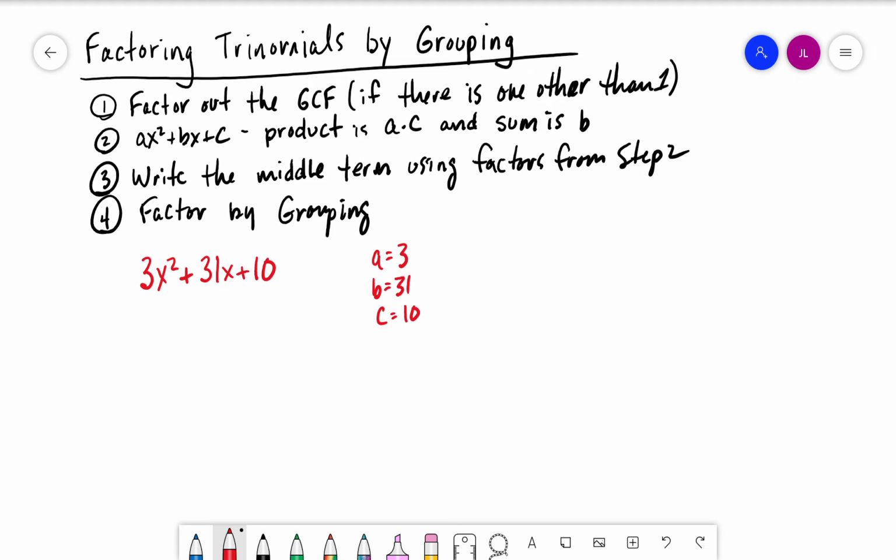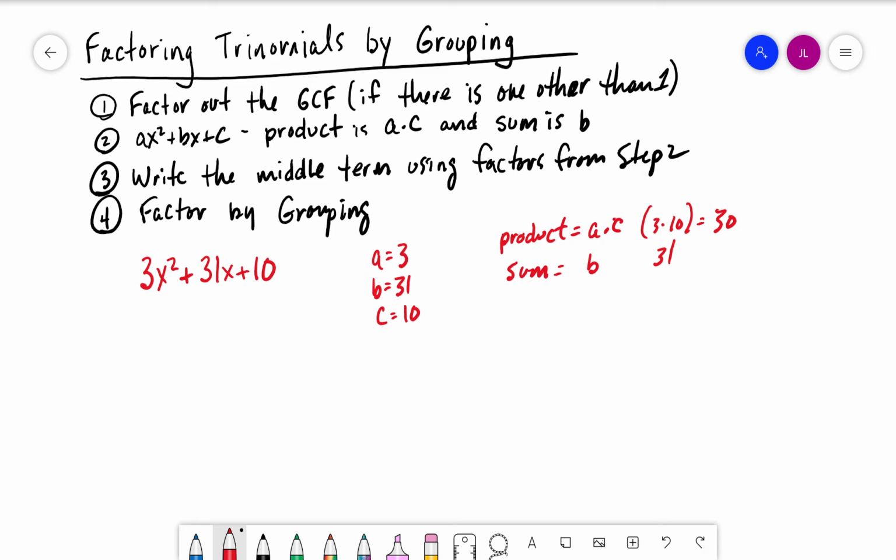So we need to find two numbers whose product is a times c. So the product has to be equal to a times c, which is 3 times 10, which is 30. And the sum has to be equal to the middle term. Well, the middle term is b, and that's 31.